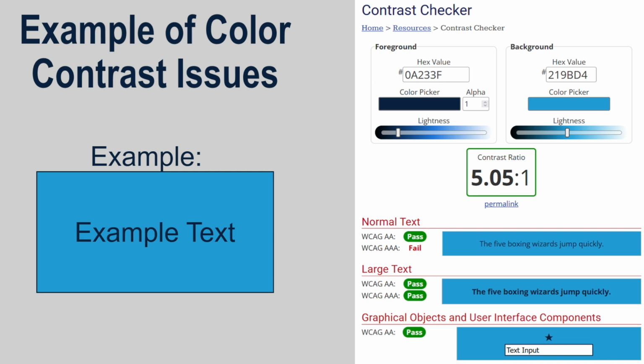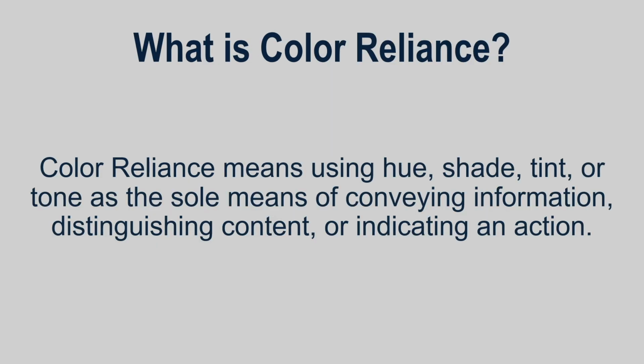Here's another example of color contrast, a dark blue text and a light blue background. I've taken the hex values of both the text and the background and plugged it into our contrast checker. Our contrast ratio is 5.05 to 1. Looking at the guidelines for WCAG AA, we pass for normal text, large text, and graphical objects and user interface components. Now, let's talk about what is color reliance.